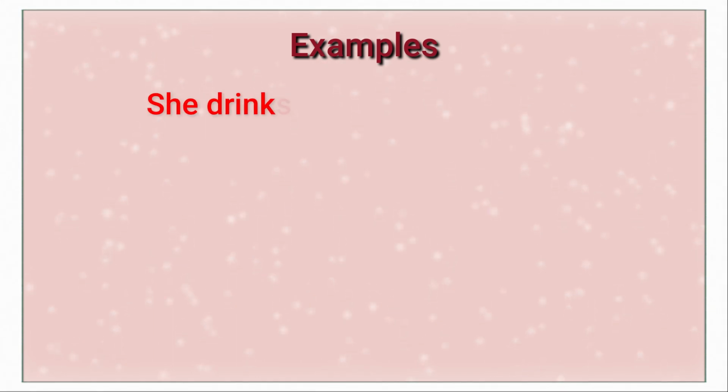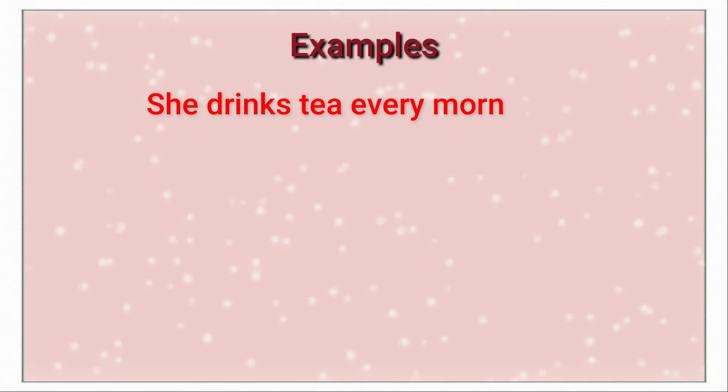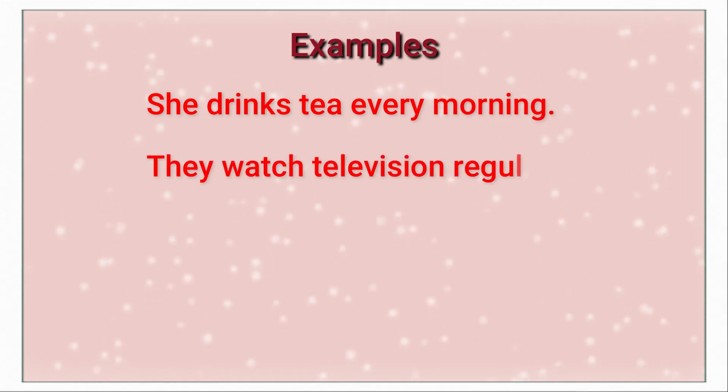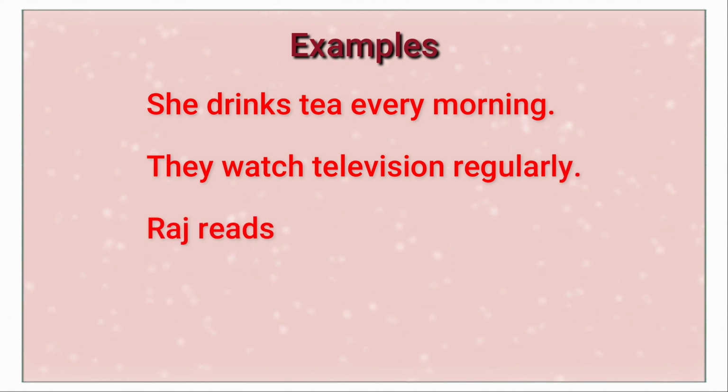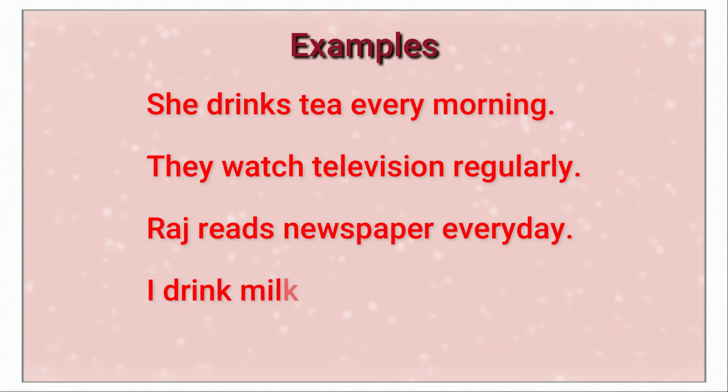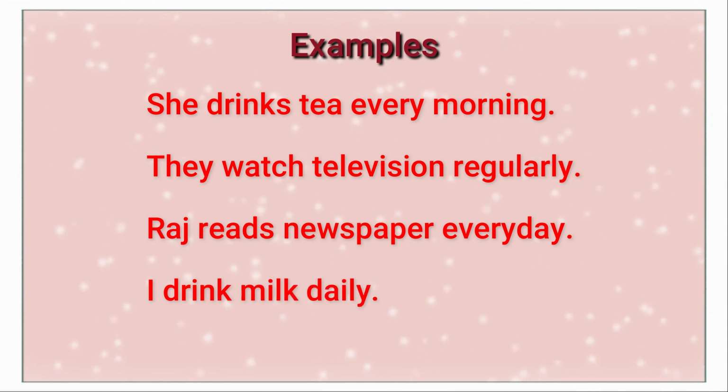She drinks tea every morning. They watch television regularly. Raj reads newspaper every day. I drink milk daily. So all these examples show habitual actions.